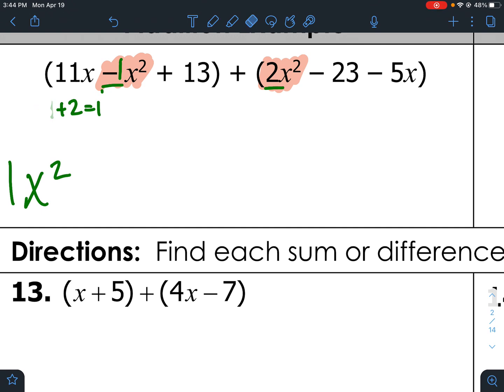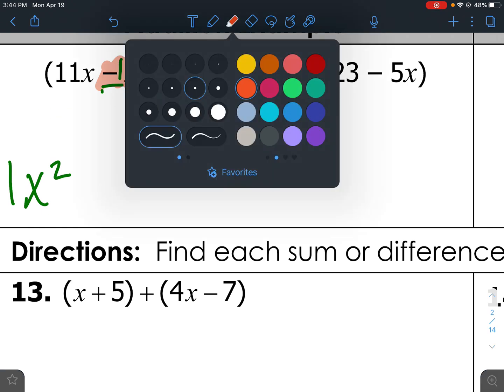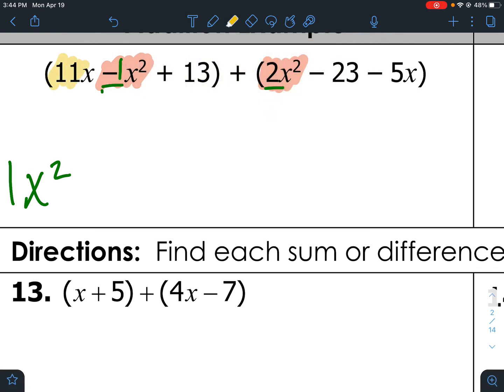I'm going to continue that throughout the rest of this. So the next one I'm going to look at is my x's. Here I have 11x minus 5x. 11x minus 5x gives me 6x. Okay, my last one, let's pick a different color here, is my constants. 13 minus 23 is -10. So we have x squared plus 6x minus 10. Fantastic. All right, let's try another one.